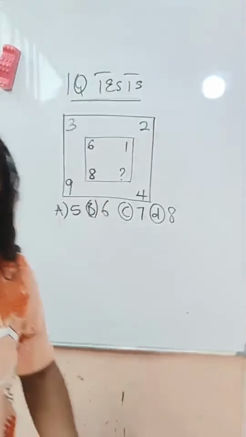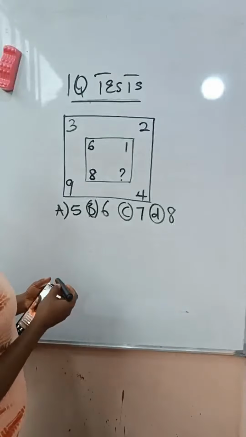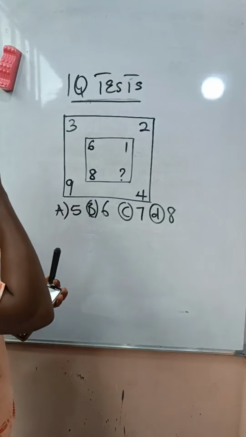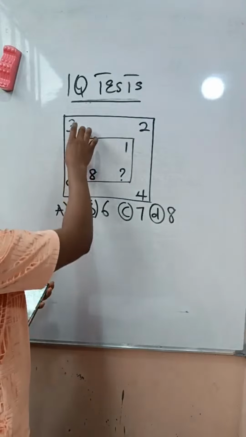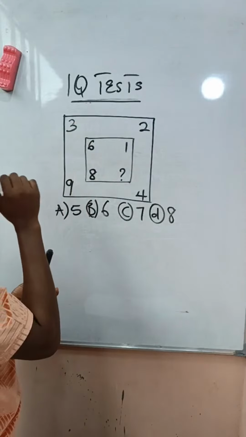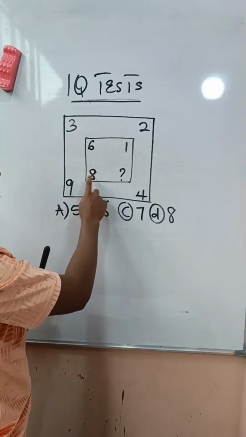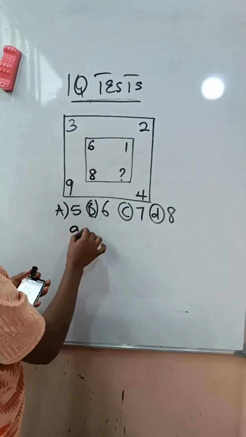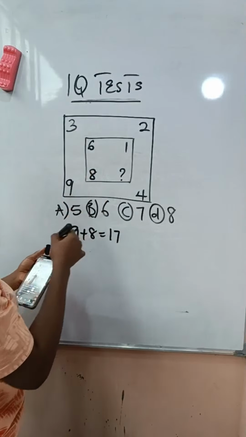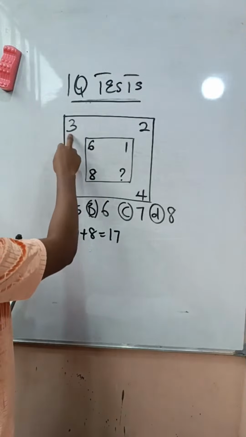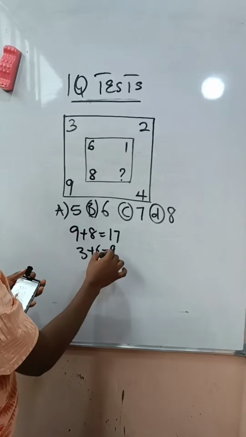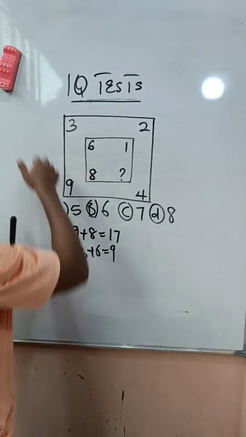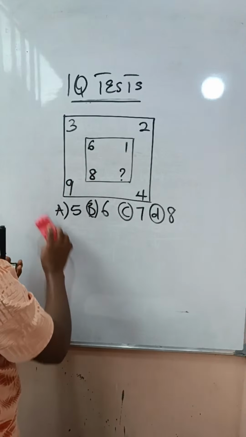First of all, whenever you see this type of thing, maybe you'll try to find the relationship between this and this. Okay, so if I say 9 plus 8, 9 plus 8 will give me 17. Then if I do the same here, 3 plus 6 will give me 9. It doesn't make sense, right? So meaning that this cannot work. Then let's try something else.